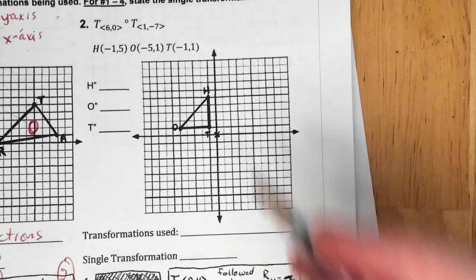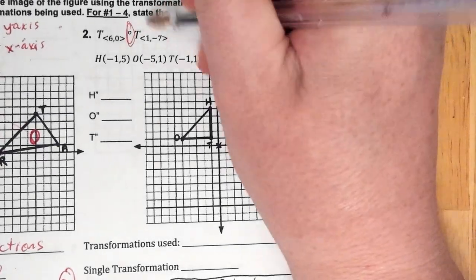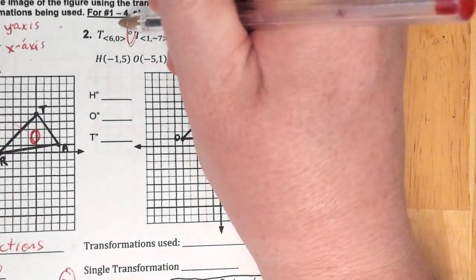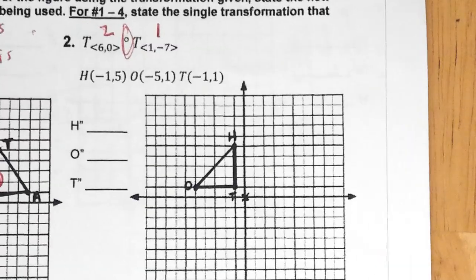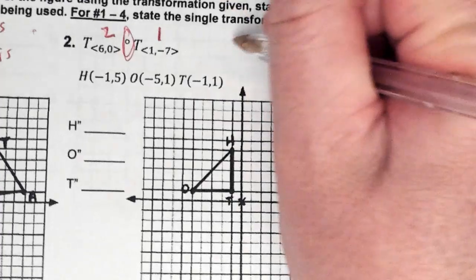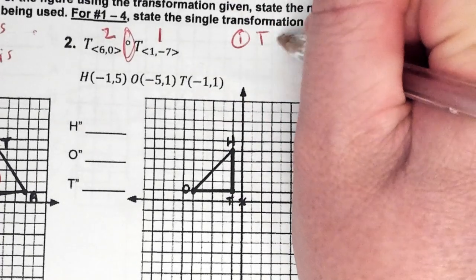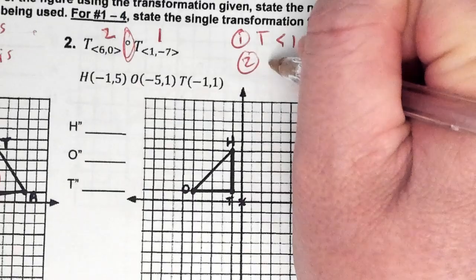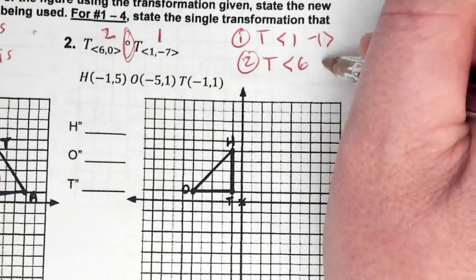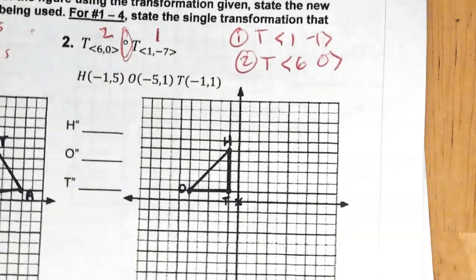All right, so on number 2, it has that circle thing again. So this will be your first action, and this will be your second action. The first thing we need to do is translate positive 1, negative 7, and then the second action is to translate positive 6, positive 0.